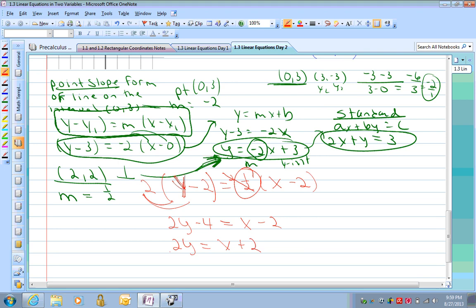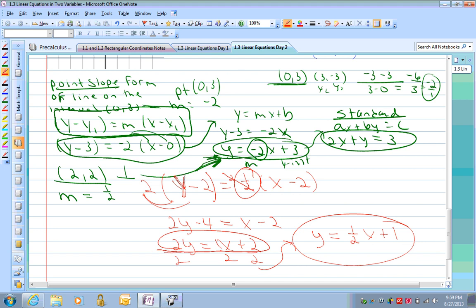Then I'm going to divide by 2, divide by 2, divide by 2. And when I do, I'm going to get y equals 1/2 x, and I'm happy about that, plus 2 over 2 is 1. And there you go, you have slope-intercept form. And of course, what we could have done right here, before we divided by 2, is move the x over and be in standard form. You've got to be really comfortable moving from form to form.